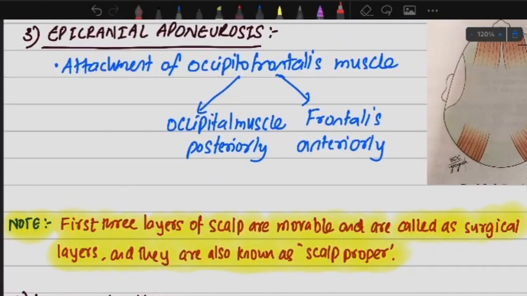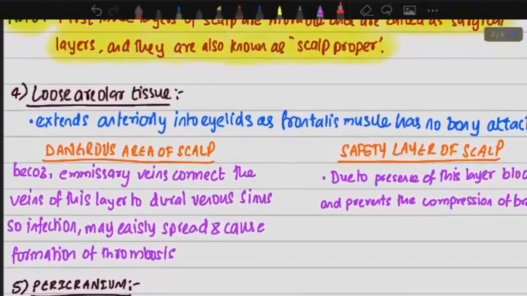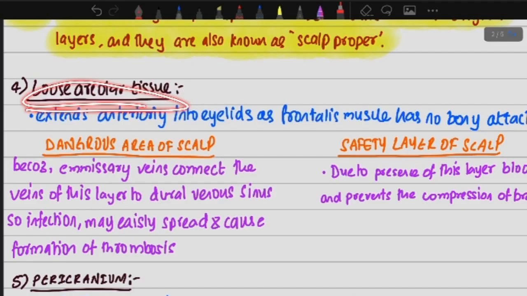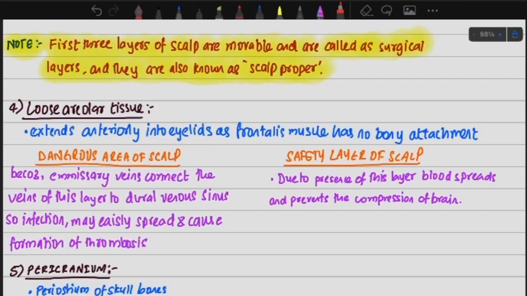Now one more important point which we have to remember here is that the first three layers of scalp are movable. Okay, so they are movable and they are called surgical layers, and they are also known as scalp proper. Okay, now let us talk about the fourth, very important layer, that is the loose areolar tissue. It extends anteriorly into the eyelids, as the frontalis muscle has no bony attachment.